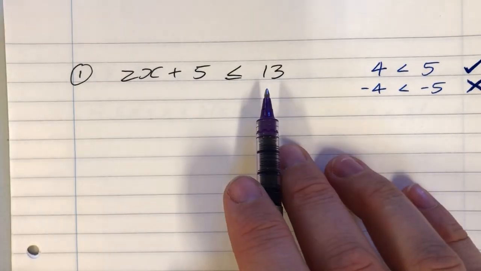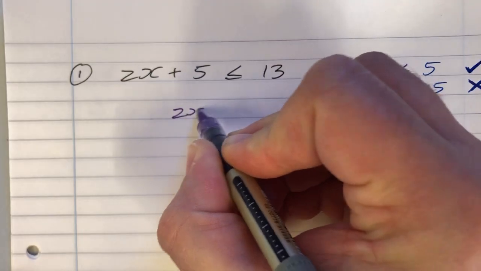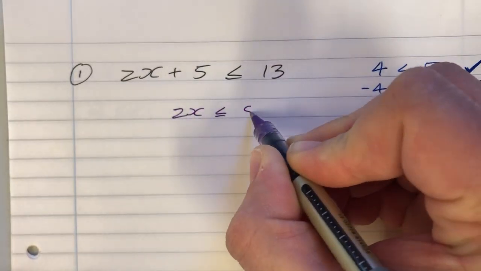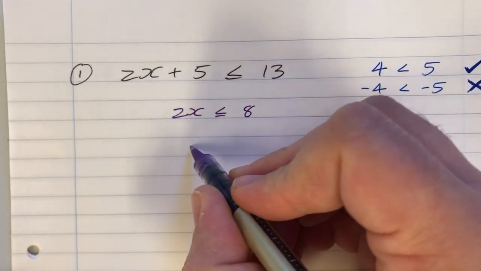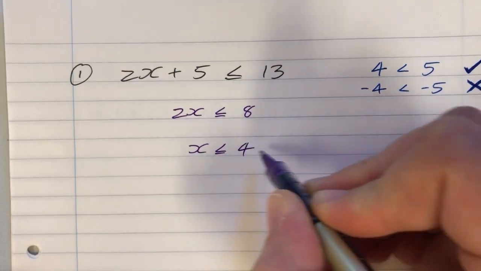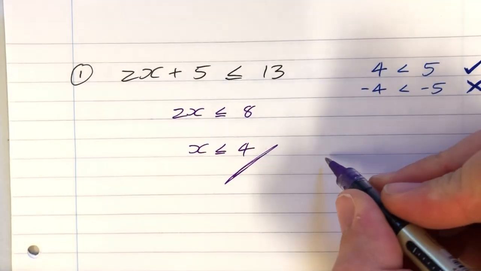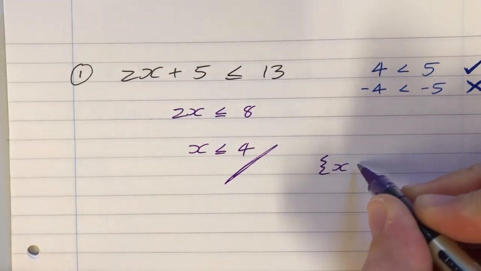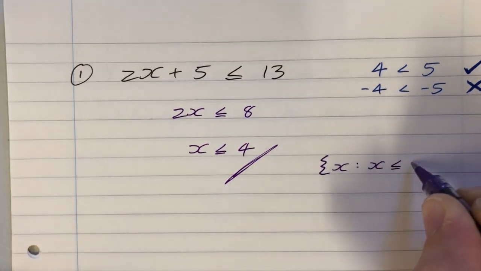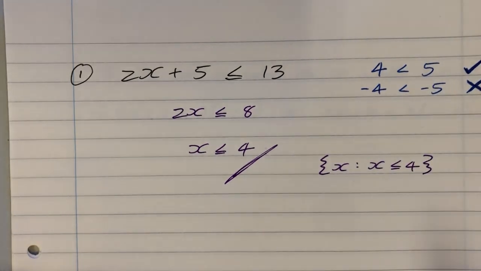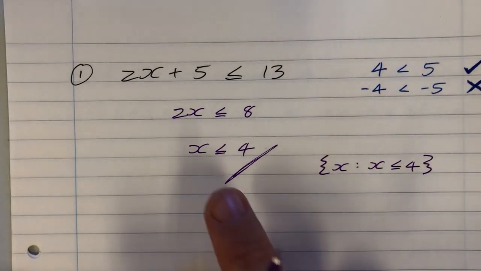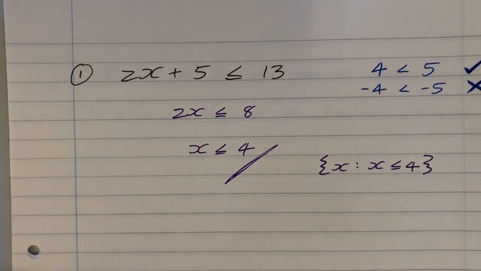So let's solve this as we would a normal equation. 2x is going to be less than or equal to 8. That's subtracting 5 from both sides. Divide by 2. x is therefore less than or equal to 4. And that's the answer. Okay, it's as simple as that. In set notation, it would be x such that x is less than or equal to 4. Okay, and that's it. There are no unions or intersections because it is just one inequality.